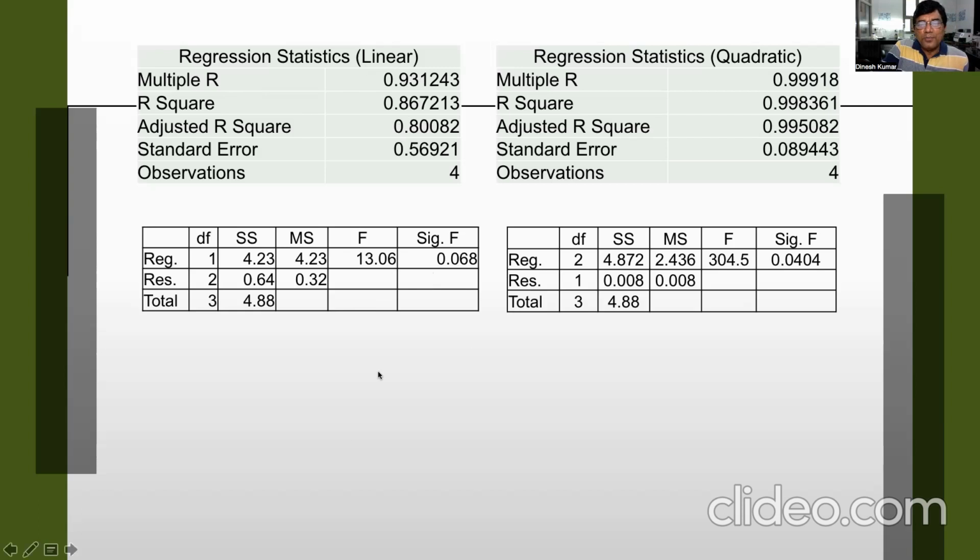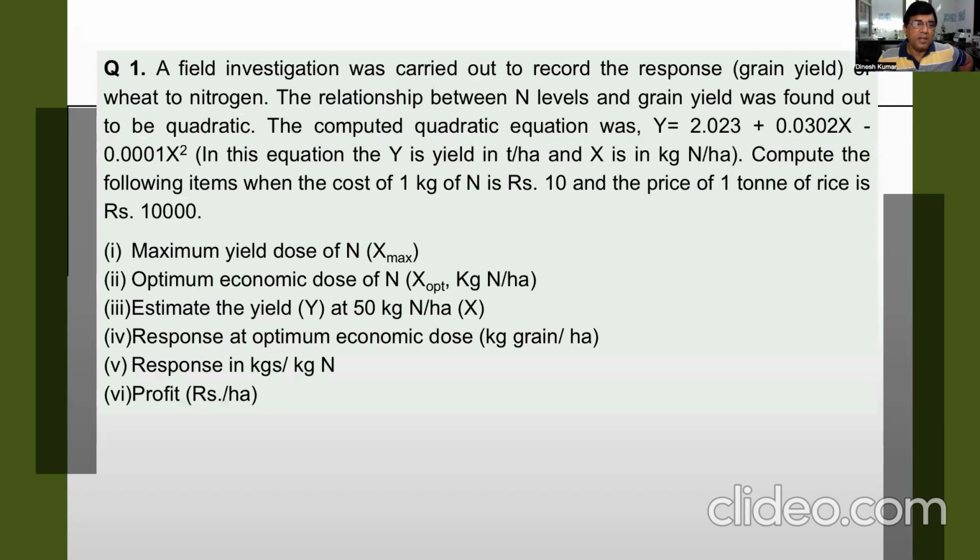Your data should be a random variable and it should be normally distributed, and some other conditions should also be met, then we can go for correlation and regression analysis. This is one example. A field investigation was carried out to record response. You can go through it and practice this example.